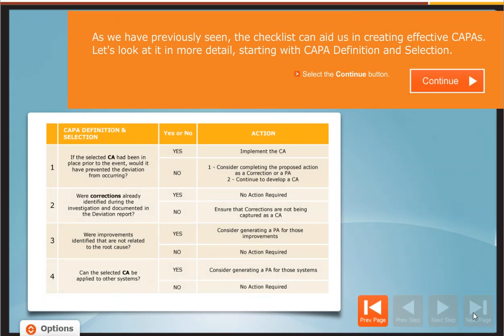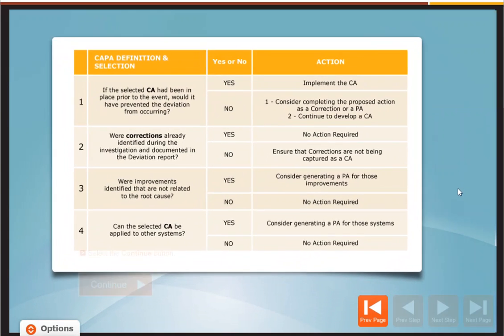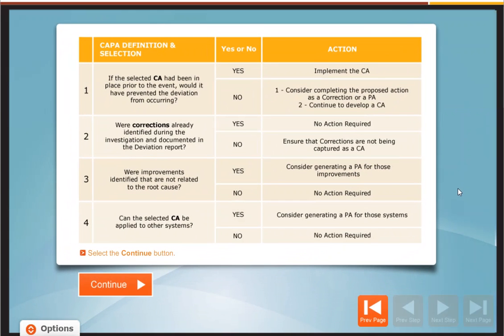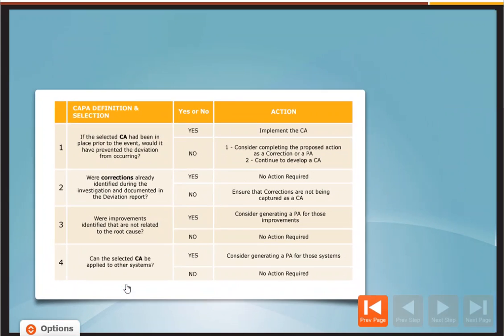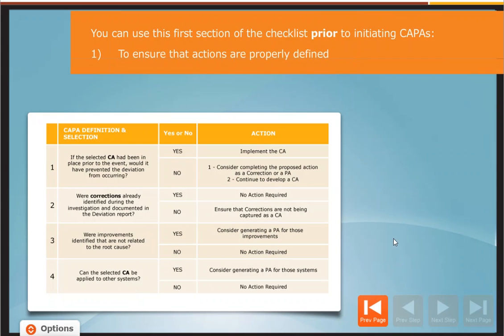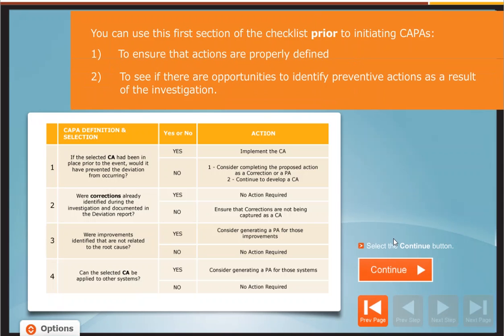Let's look at the checklist in more detail, starting with CAPA definition and selection. You can use this first section of the checklist prior to initiating CAPAs. One, to ensure that actions are properly defined. Two, to see if there are opportunities to identify preventive actions as a result of the investigation.